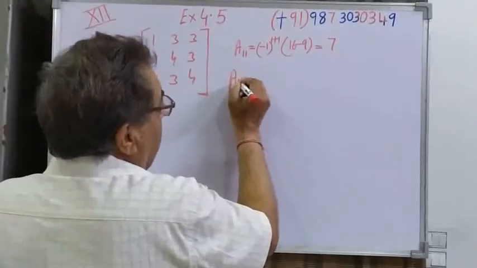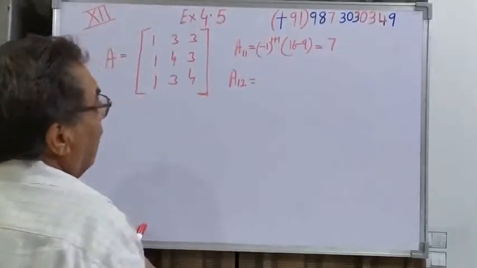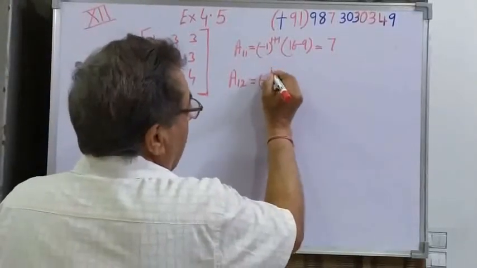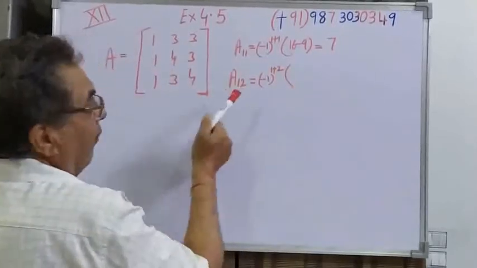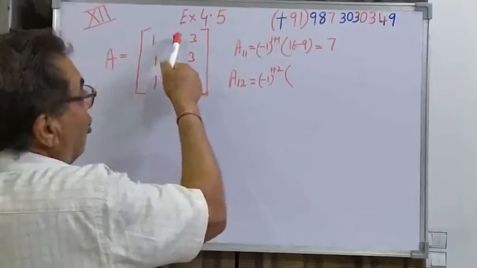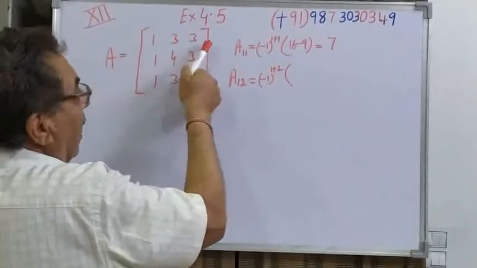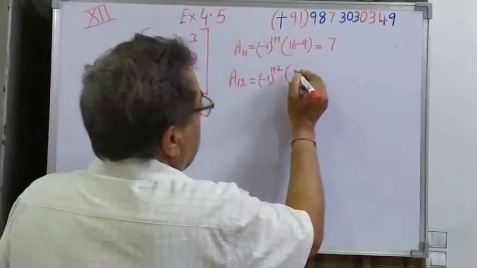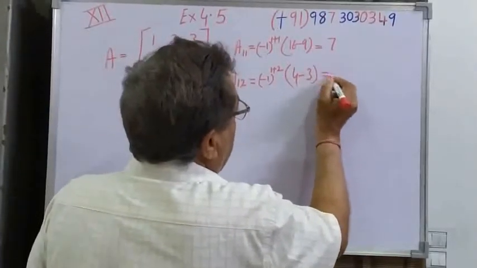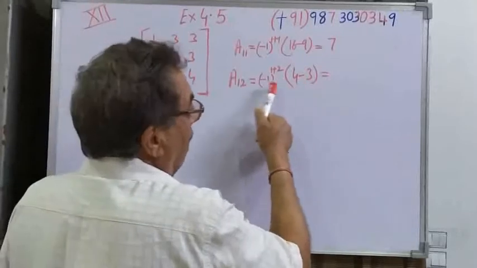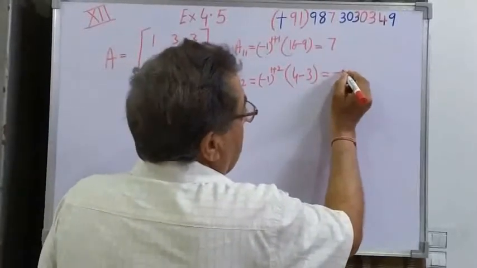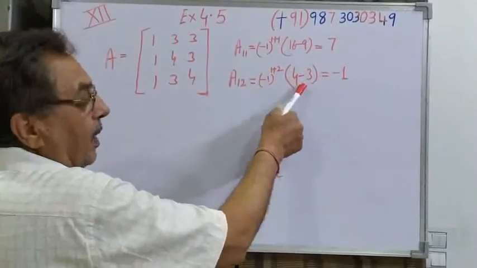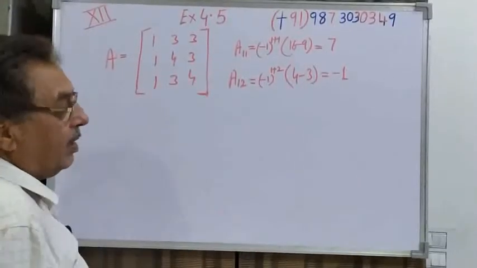Similarly, for A12 the sum is odd, so we will get minus 1 to the power 1 plus 2. What is A12? First row, second column, this is A12. So we hide this one. 1 four is 4 minus 3. We get 4 minus 3, which is 1, and the negative sign obtained by this gives minus 1, and we get A12.